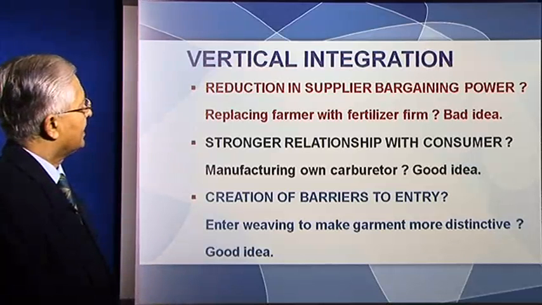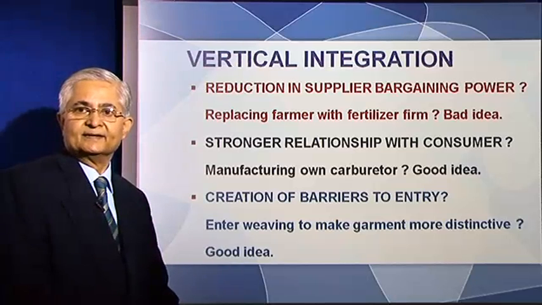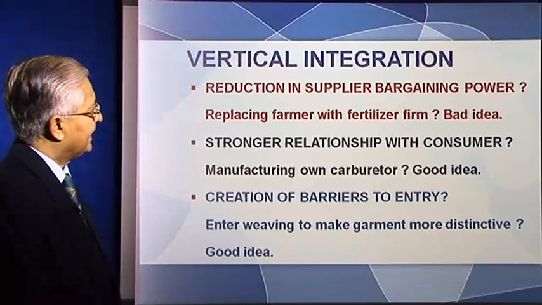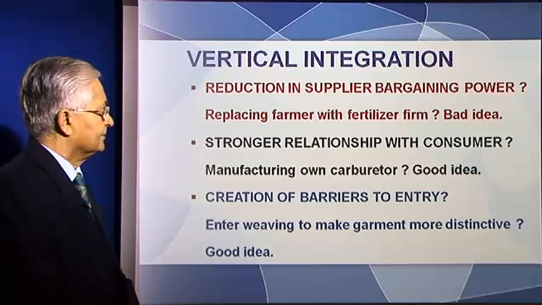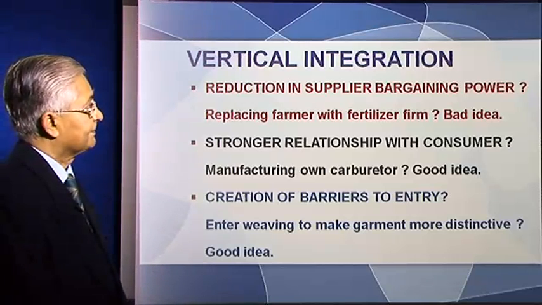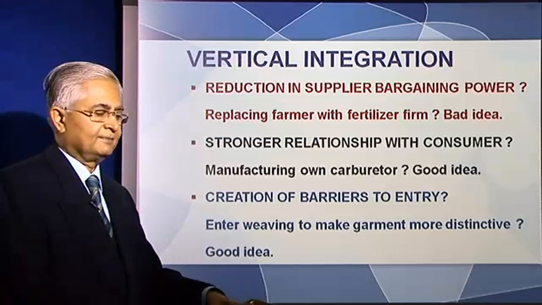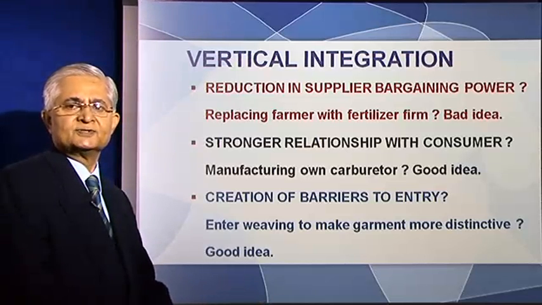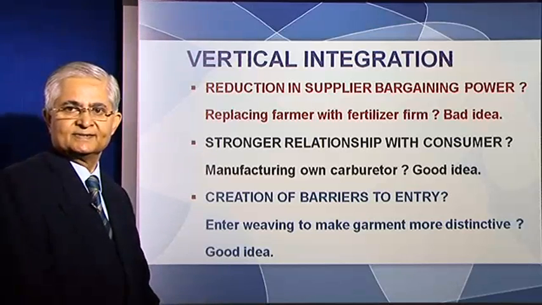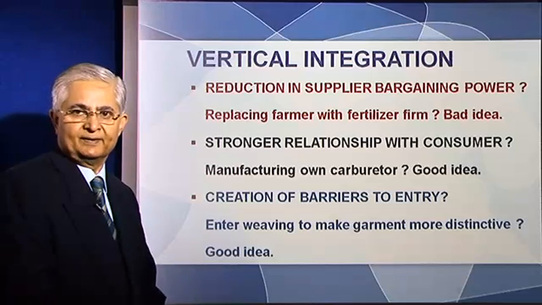Let's say we are talking about a supermarket chain like, let's say, the Future Group, Big Bazaar, the Future supermarket chain. If they are planning to grow vegetables themselves, is that a good idea from the point of view of supplier bargaining power? Now, today what do they do? They get vegetables from farmers. There are a large number of small farmers, so a large number of small suppliers. Hence, who has the bargaining power? The supermarket has the bargaining power.